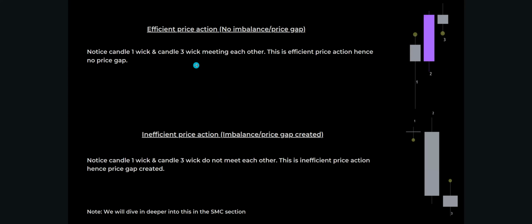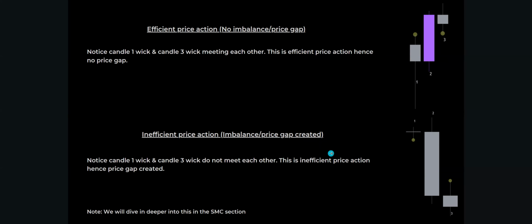So example number one, this right here, is an efficient price action. There is no gap. If you notice candle number one and candle number three, the wicks of those candles are perfectly aligned; they meet. If you drew a line across it, you'll see that the wicks meet. This shows you that this is an efficient price action, giving both the sellers and buyers equal opportunity to enter and exit the market.